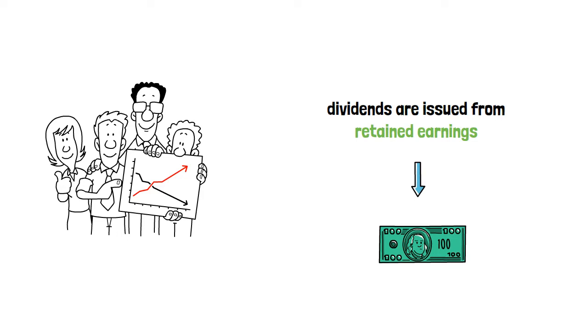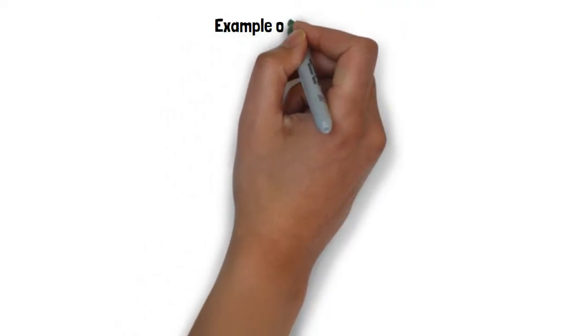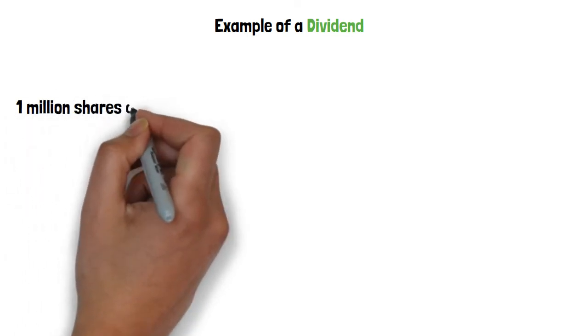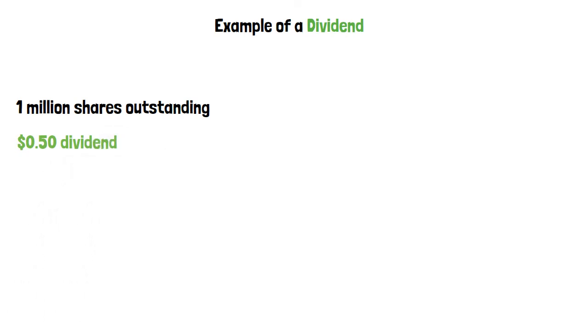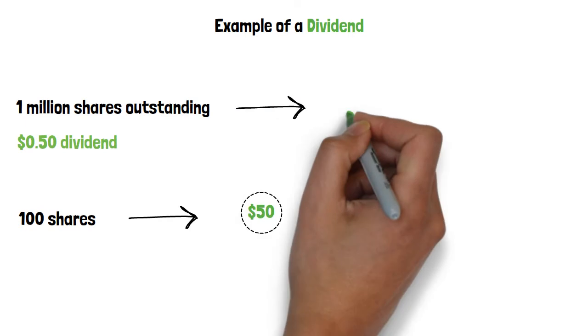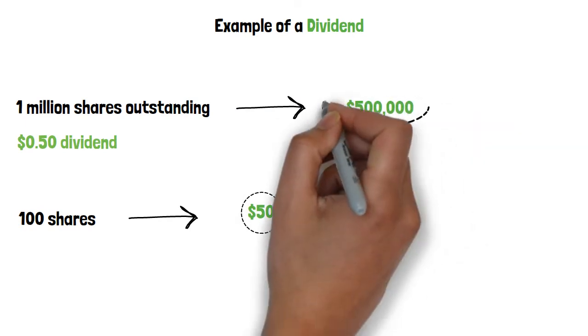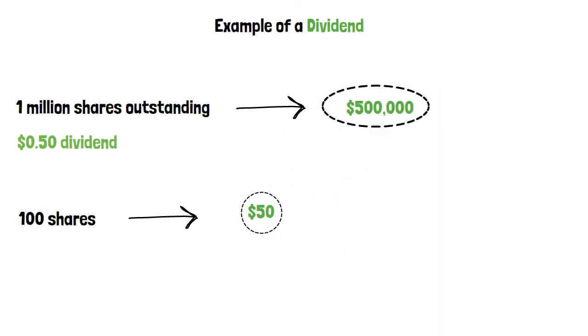Now let's take a look at an example of stock dividend in order to get a better idea of how they work. Let's assume a company has 1 million shares outstanding and decides to declare a 50-cent dividend. An investor holding 100 shares in this instance would receive $50, and the company would pay out a total of $500,000 in stock dividends. If the company instead issued a 10% stock dividend, the same investor would receive 10 additional shares, and the company would distribute out 100,000 new shares in total.